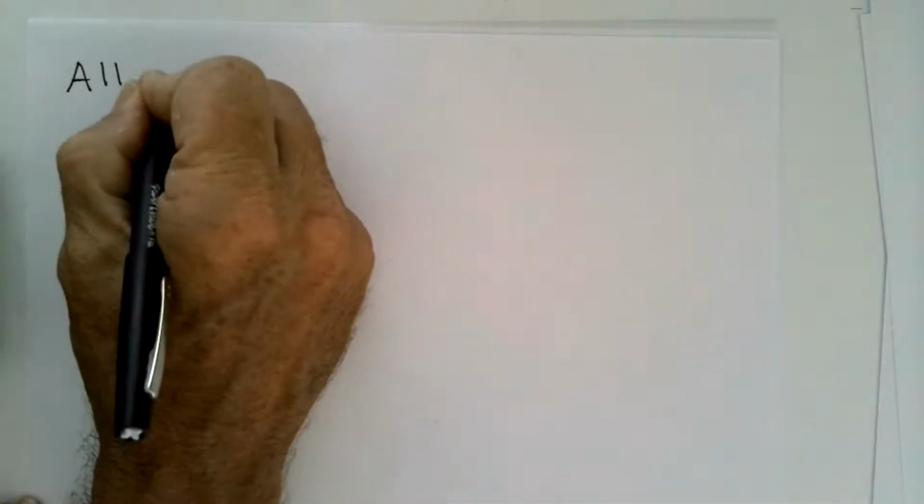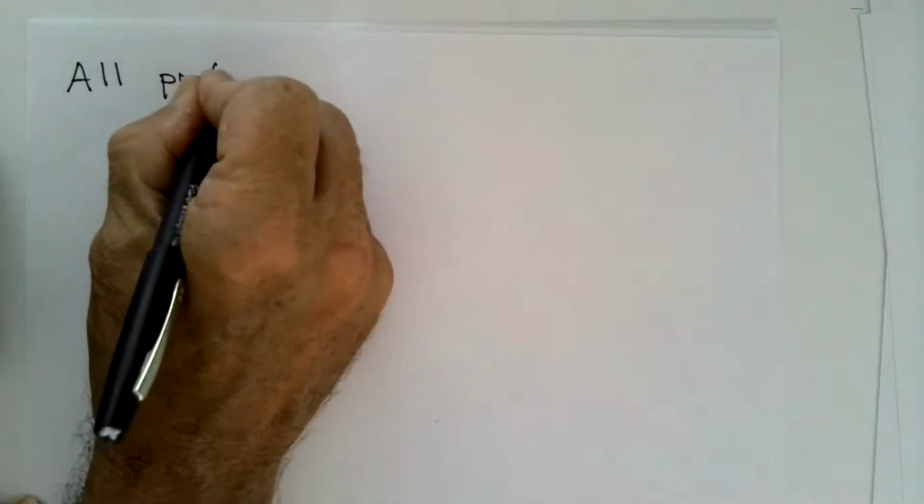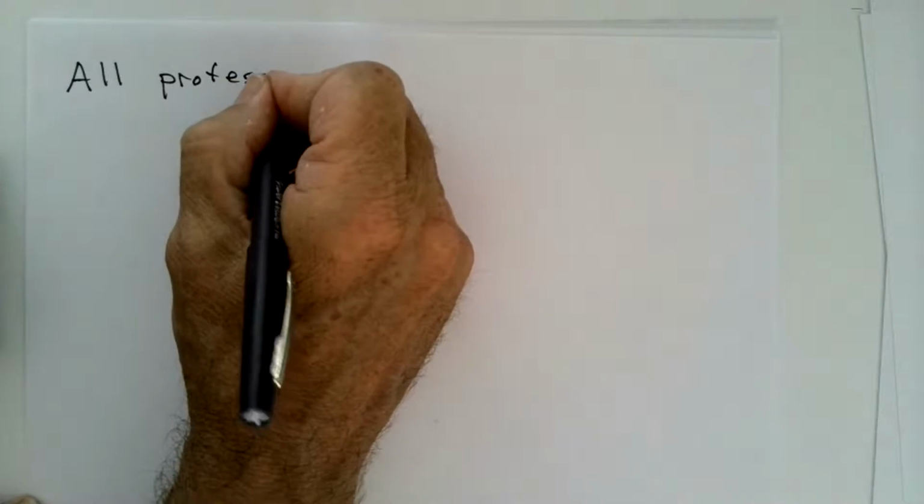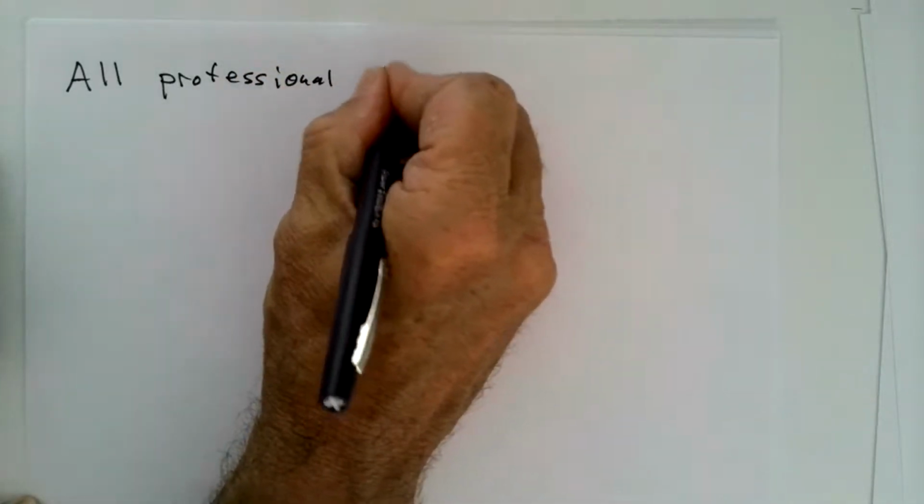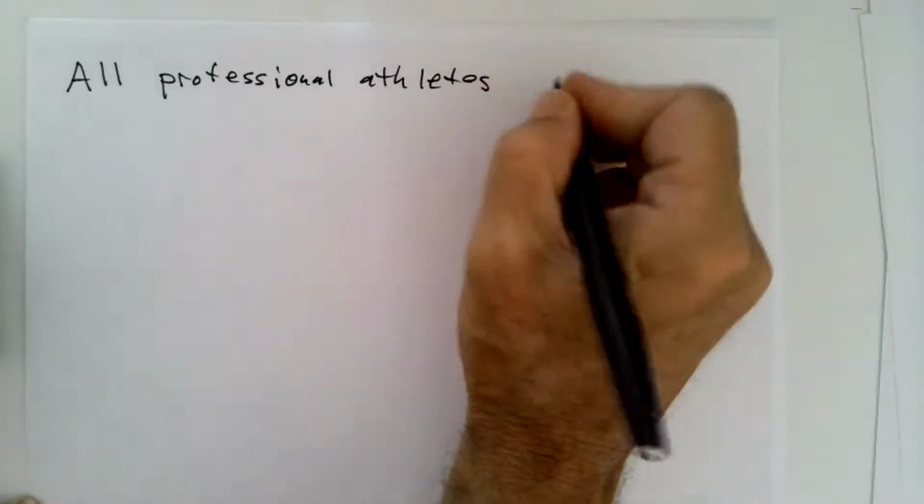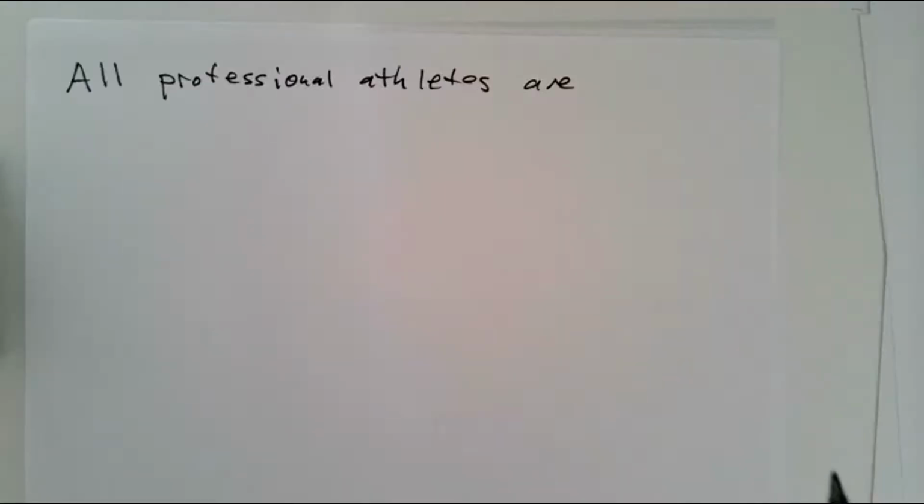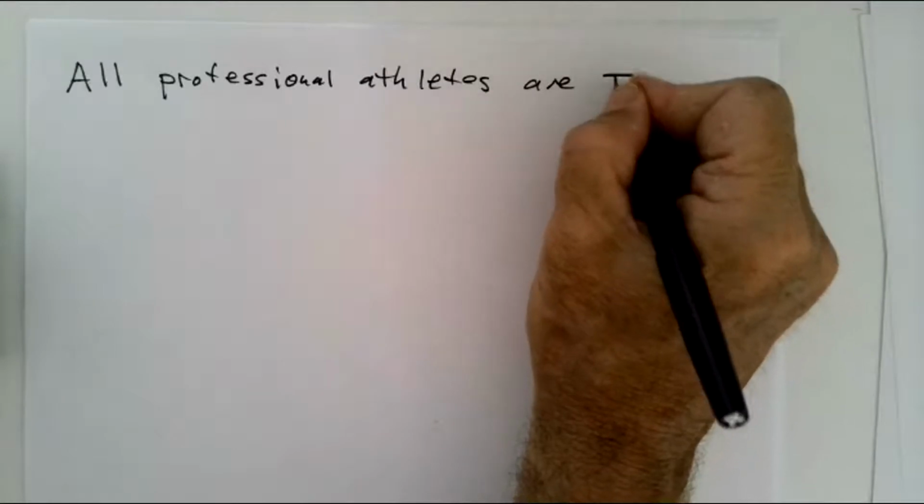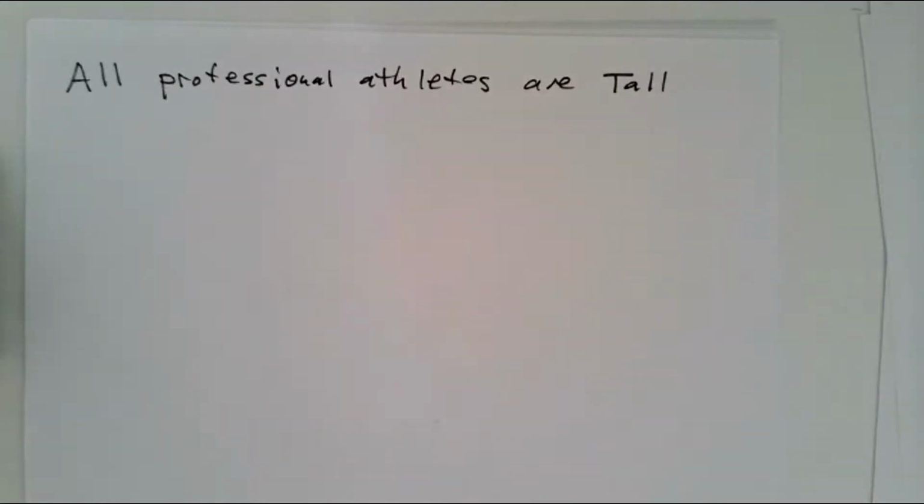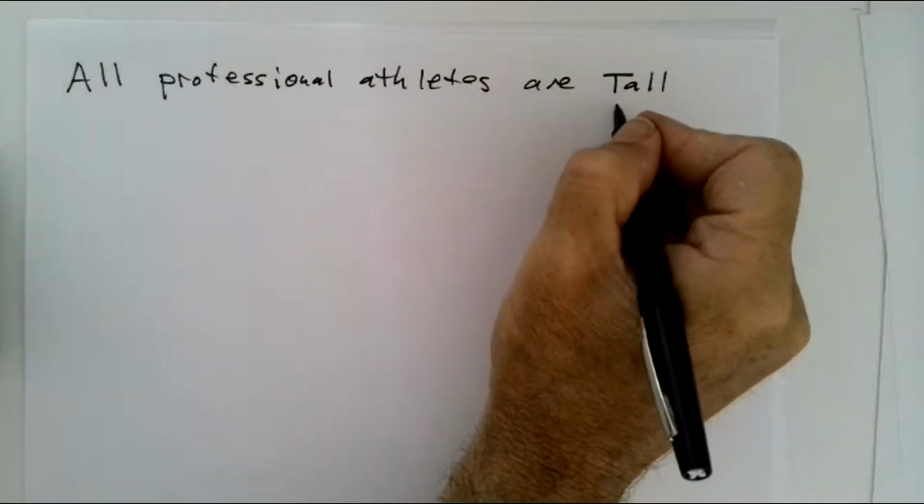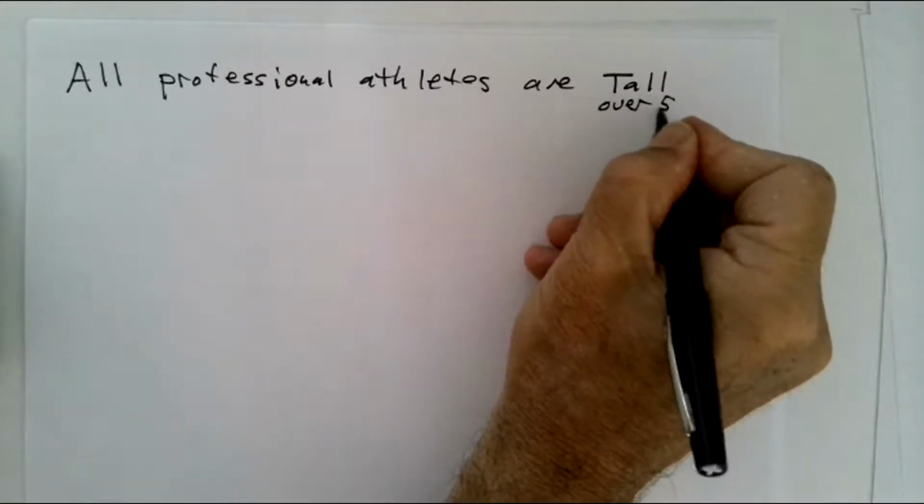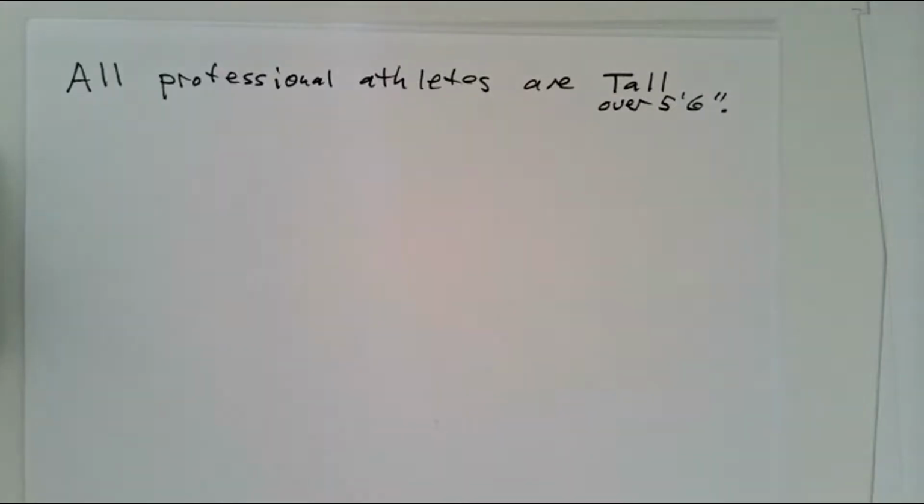And I will say all professional athletes are tall. Again, if this is a statement, we have to agree what tall means. Maybe tall means over 5'6". Again, it doesn't matter whether this is a true statement or a false statement. It's just got to be something that we can agree on. So we're going to define tall as over 5'6". Not terribly tall, but that's going to be our definition.